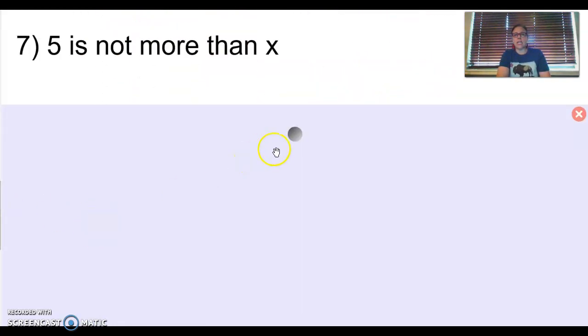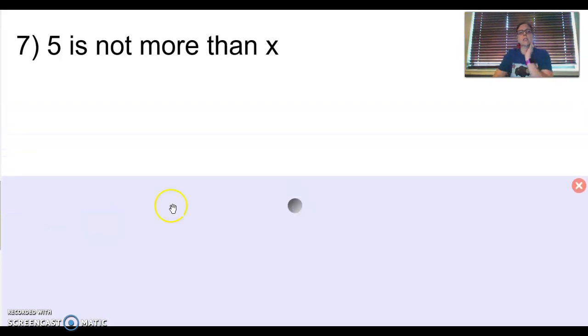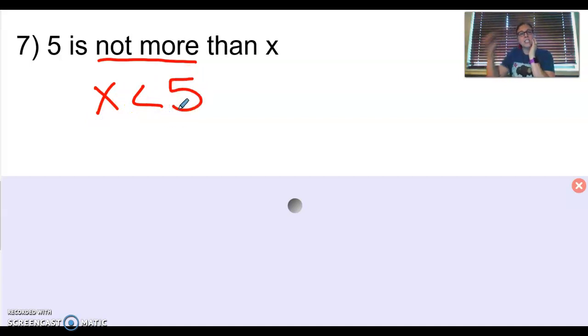5 is not more than x. So this is going to be an inequality again. 5 is not more than x. So it has to be less than x. Okay, if it's not more than, then it has to be less. And it's okay to switch these around. So x is less than 5. Does it say it can be equal to 5? Okay, if it's not more than, then it can be equal. This is probably the trickiest one. X is less than or equal to 5.